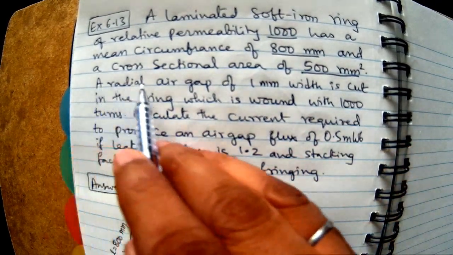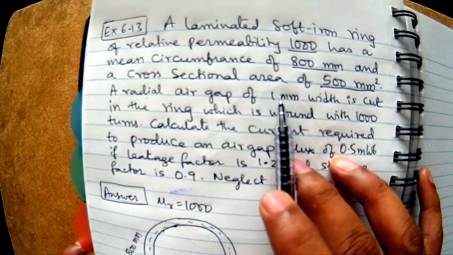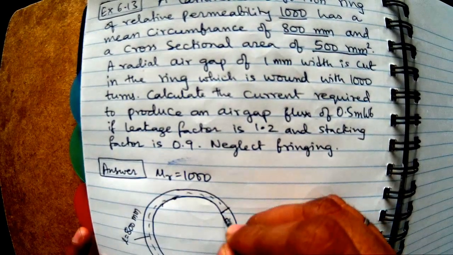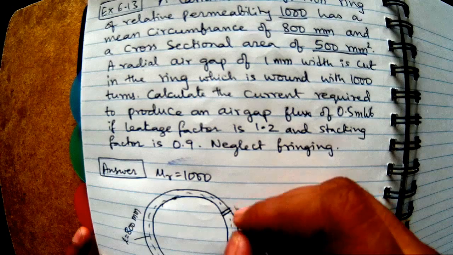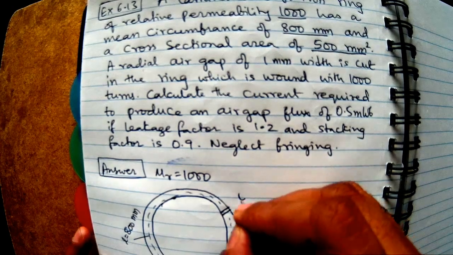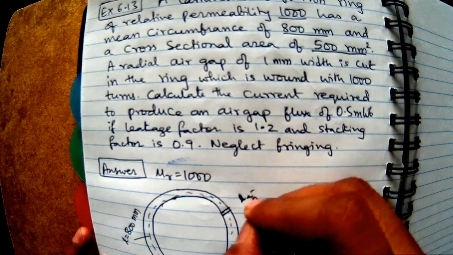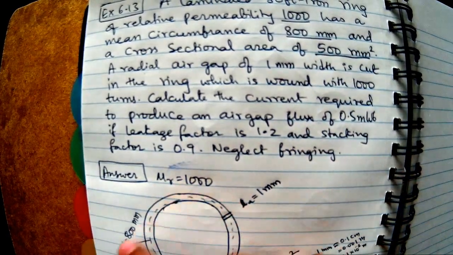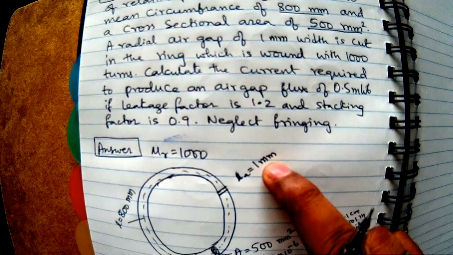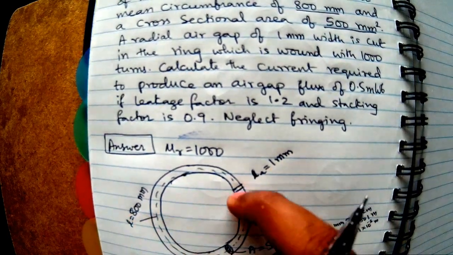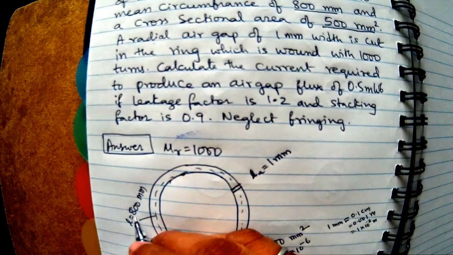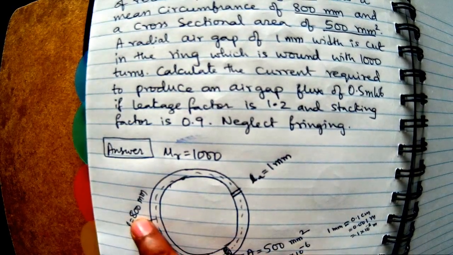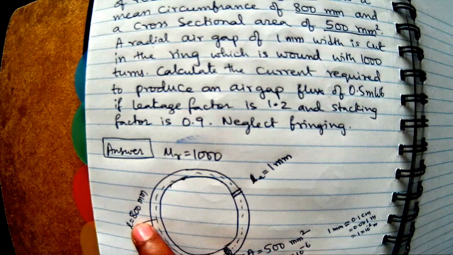So a radial air gap of 1 mm width is cut in the ring. So somewhere a radial air gap of 1 mm is cut. So this is L a, which is 1 mm. Now you might say if the total circumference is 800 and then 1 mm is cut from it, that means effectively this length will become only 799 mm, but then we'll not worry about it. We'll just keep it 800 itself because it's easy for calculations.